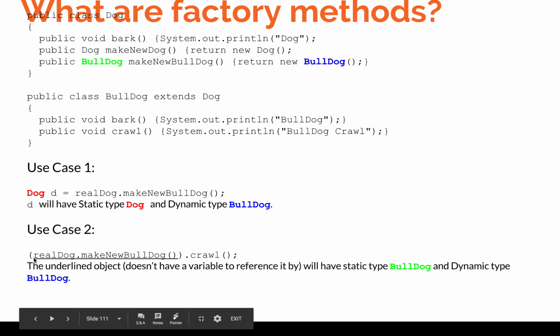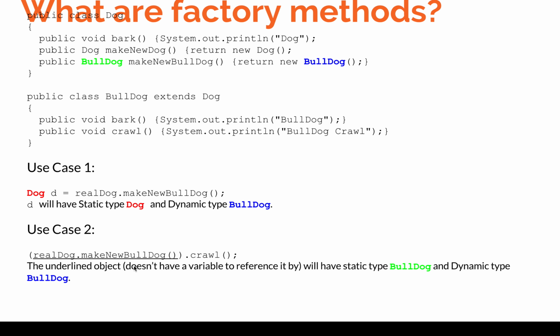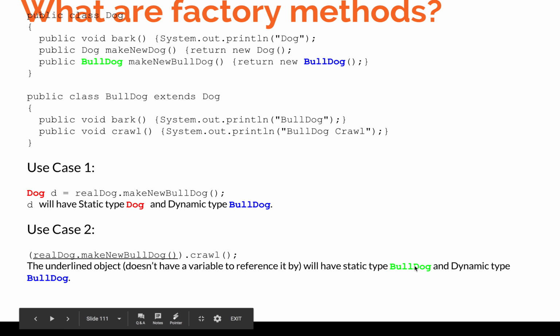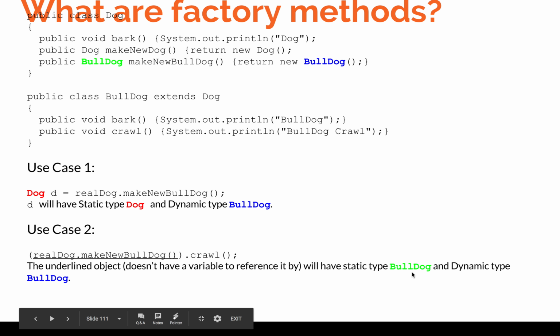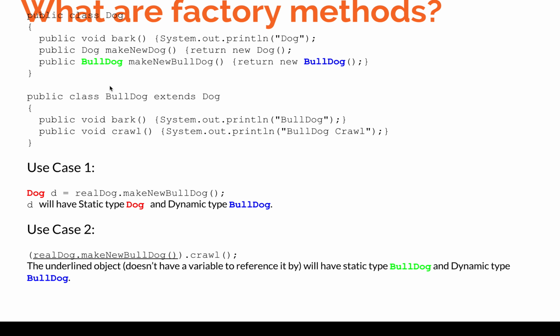So the underlined object doesn't have a variable to reference it by. First of all, let's get that clear. There is no variable. If I want to reuse this object, I can't. It's created for this line. After that, it's immediately destroyed. It will have a static type of Bulldog, and that's in green. And the reason its static type is Bulldog, there's a very special reason. The reason is because now we got to look at the return type of this method.